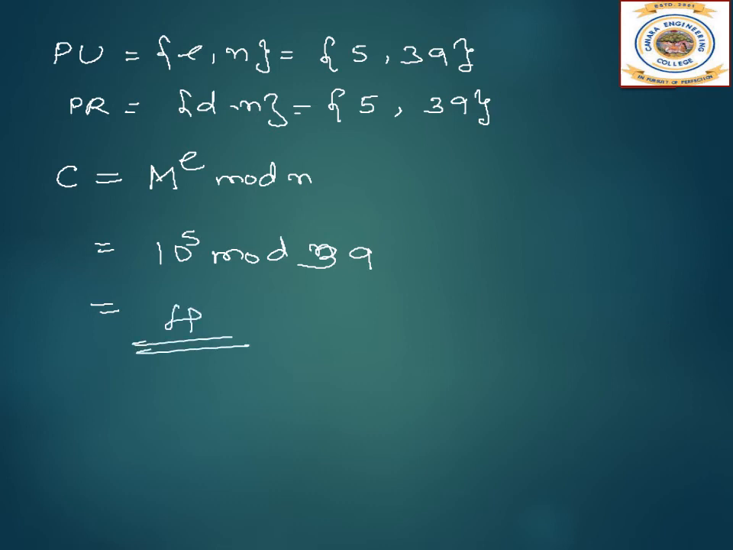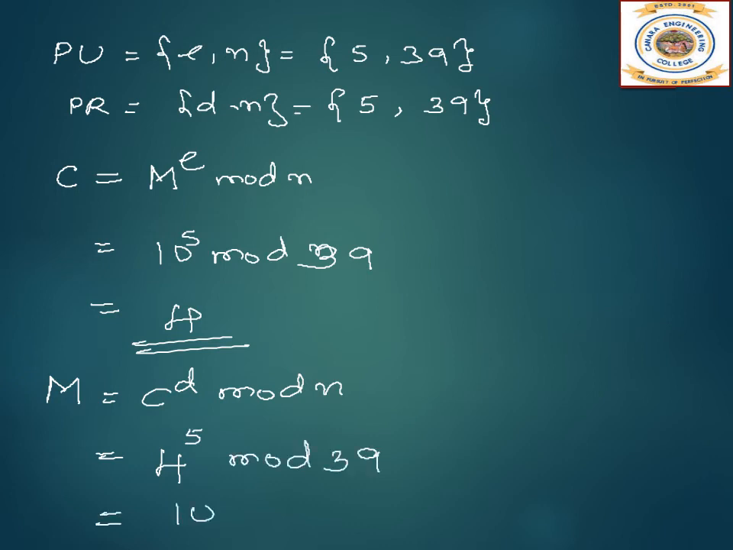Next, we'll do the decryption process. M is equal to C to the power D mod N. So C we know we got it as 4, D is 5, mod 39. So this we get as 10. Therefore, we have done the encryption and decryption process.